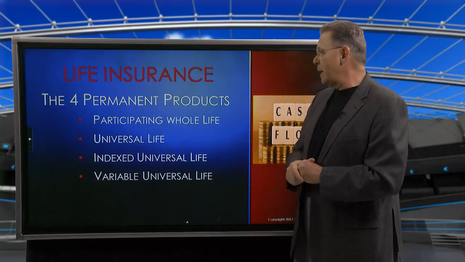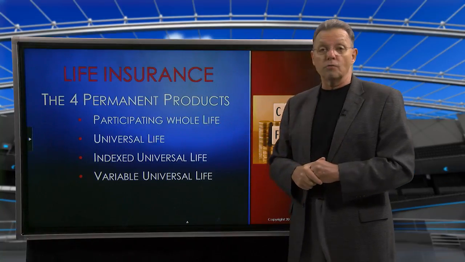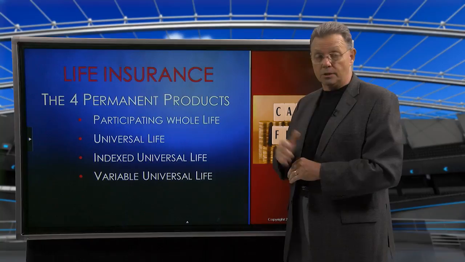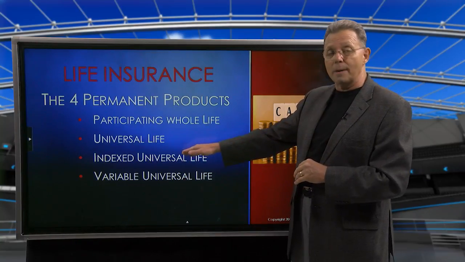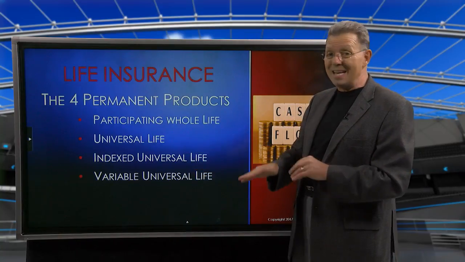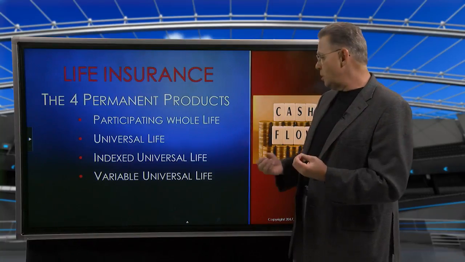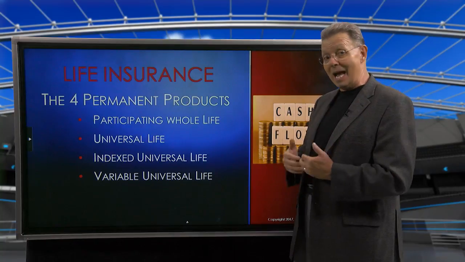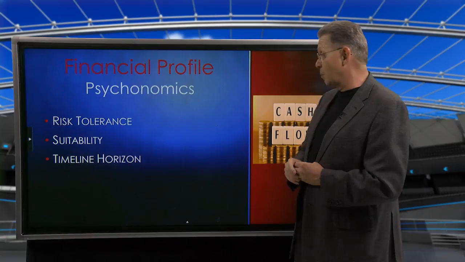So participating whole life, the vanguard of all permanent. Then we invented universal life in the 80s. We came up with variable life actually before indexing. But here are the 4: participating whole life, universal life, indexing, and variable. And remember, indexing can use domestic and foreign indices. And variable universal life uses many of the similar mutual fund type formats that you could buy, and you'd be getting tax deferral and, if you set it up correctly, tax-free income as well. So those are the 4 permanent lines of products.